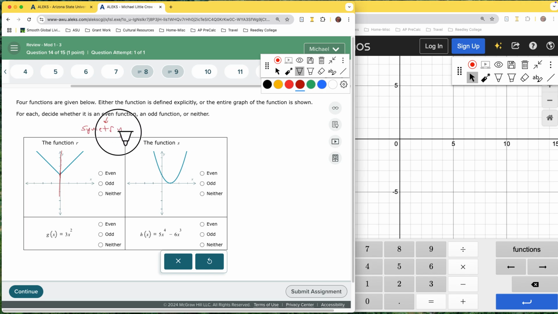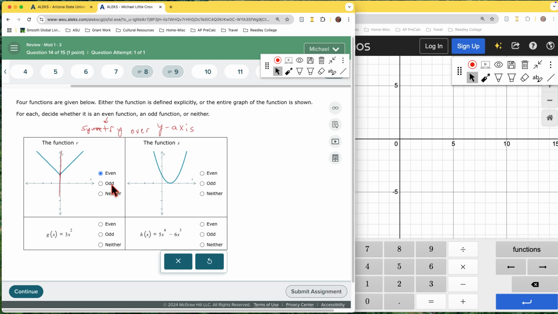Symmetry over the y-axis. And we can see, yes, on both sides it's equal. It cuts it in half. So this definitely is an even function.